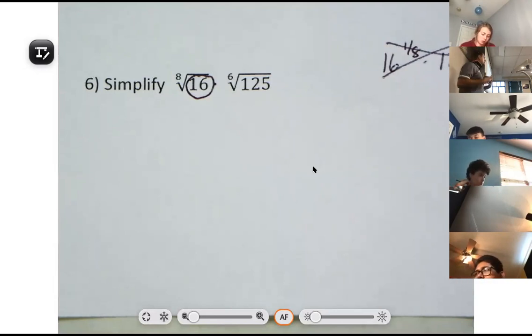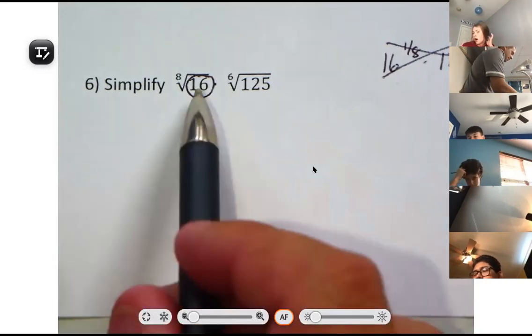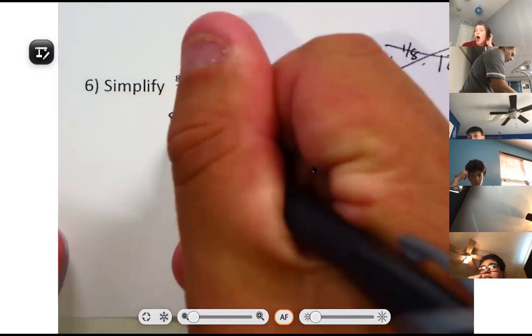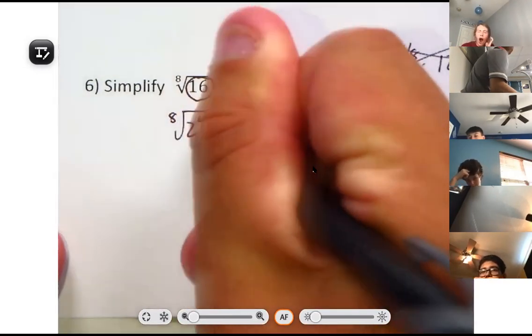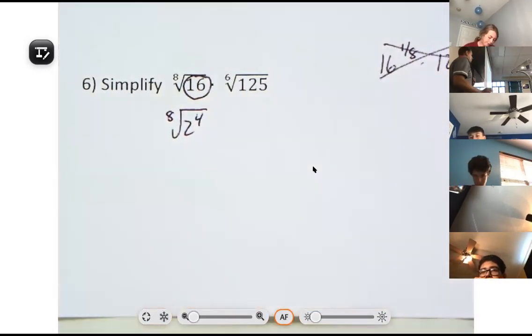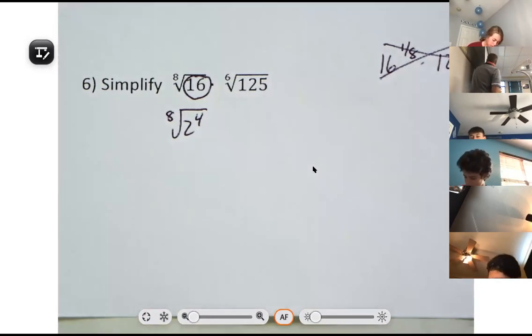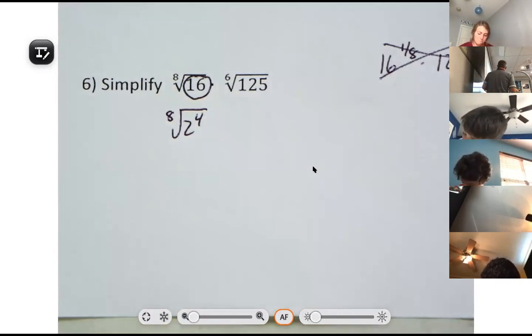So bear with me here for a second. You'll see why this is beneficial. So I'm going to rewrite 16 to be 2 to the 4th power. And again, you'll see why this is helpful here in just a second. But understand, I didn't change anything yet. 16 and 2 to the 4th mean the same thing. I just changed how it looked. I didn't change anything about the problem.